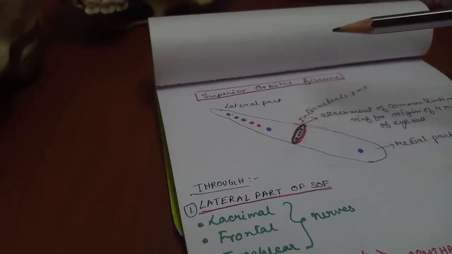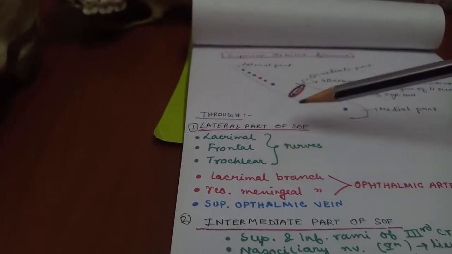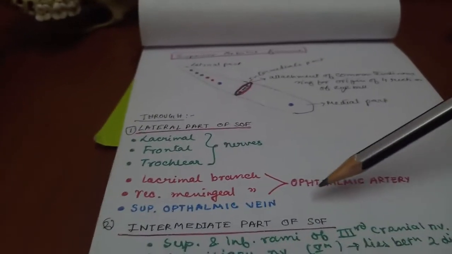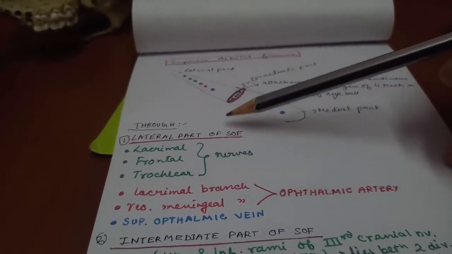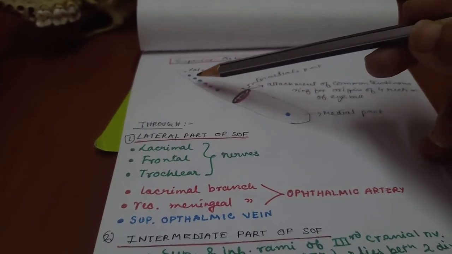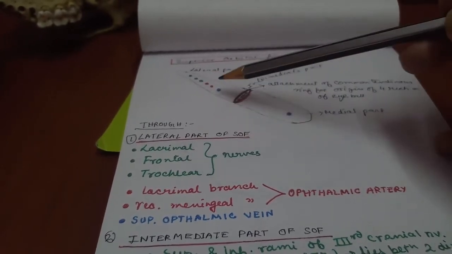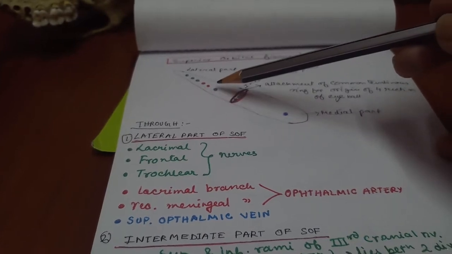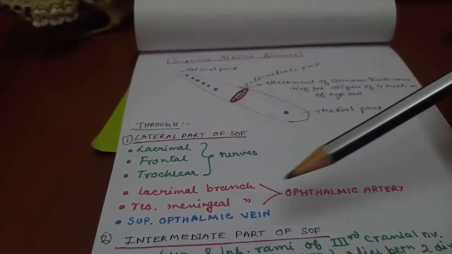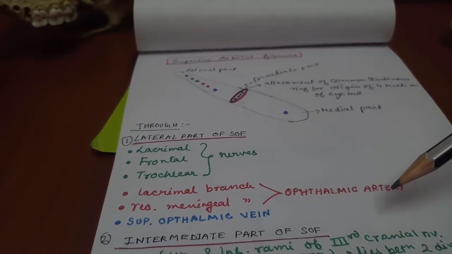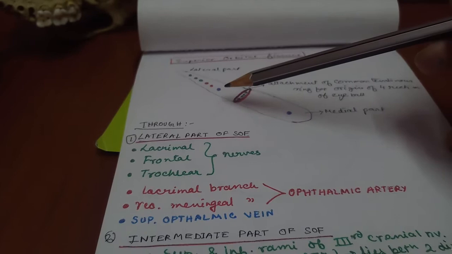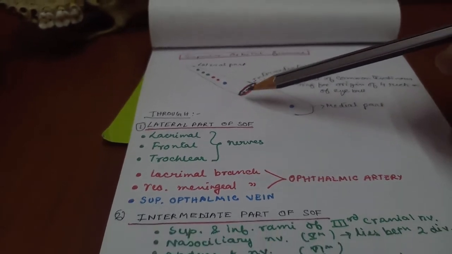In the lateral portion, what are the structures that pass? We can see that there are some nerves and there are some artery and vein. So what are they? One by one, the lacrimal, frontal and trochlear nerves, and the two arteries passing through the lateral compartment, the lacrimal branch and the recurrent meningeal branch of the ophthalmic artery, as also one vein, which is known as the superior ophthalmic vein.